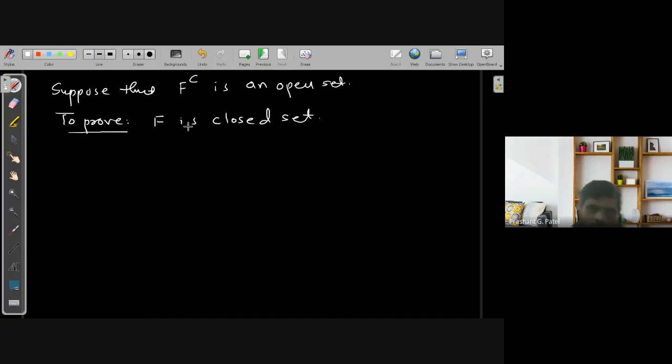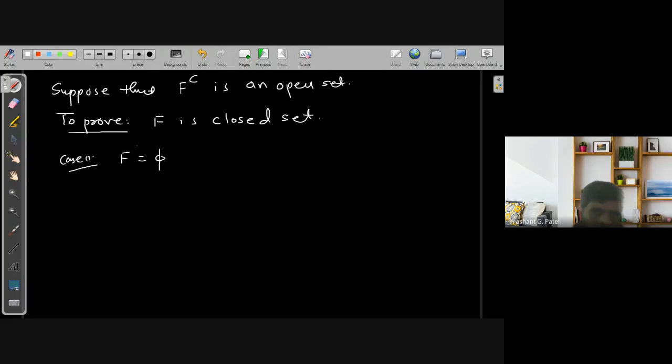Whenever you want to prove that F is closed, you have to show that all the limit points of this set F are entirely in that set. That is the way to define closedness. Now there will be two possibilities here also. Case number one, it may be possible that F contains nothing. That means F is empty.